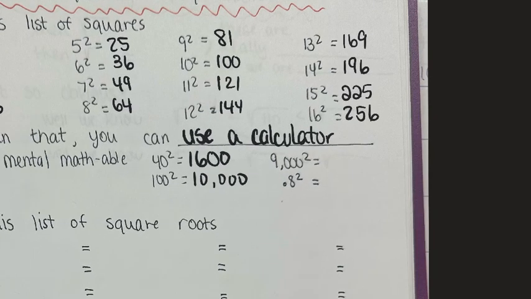Okay. 9,000 squared. 9 times 9 and count the zeros. 9 times 9 is 81, and there would be 6 zeros. 1, 2, 3, 4, 5, 6. Okay, decimals. I bet you can almost do this in your head. 0.8 times 0.8. Well, 8 times 8 is 64, and there would be 2 behind the dot.